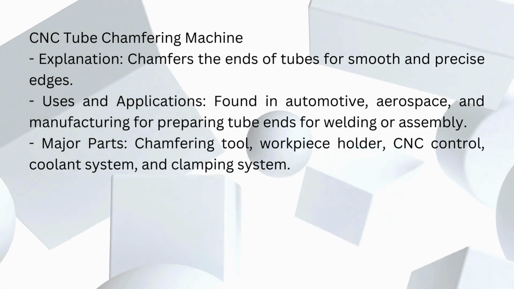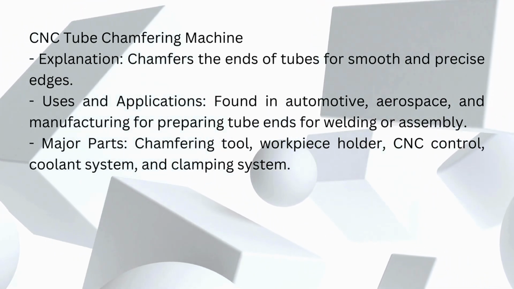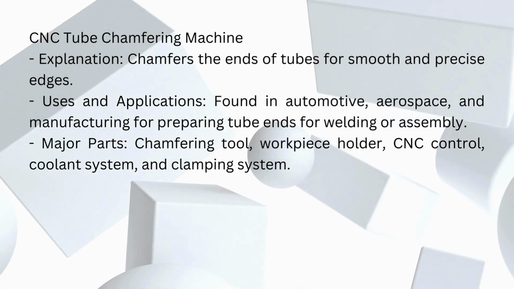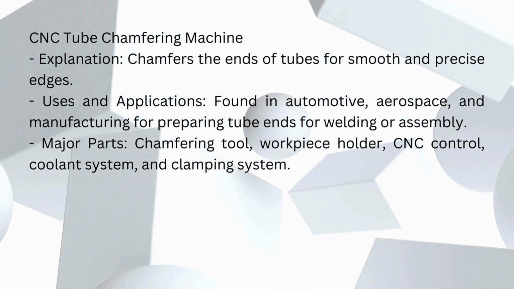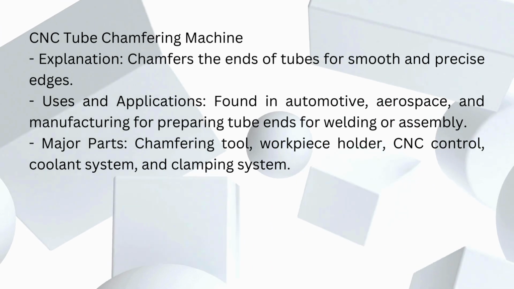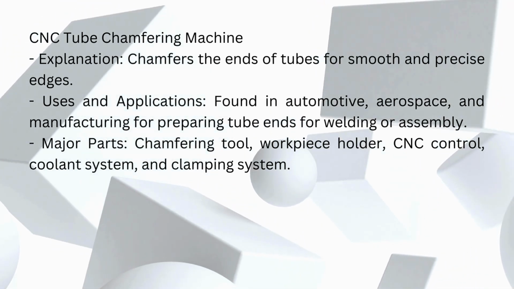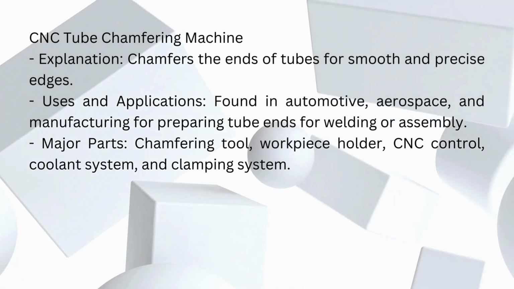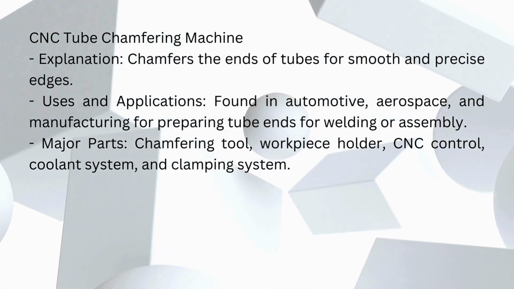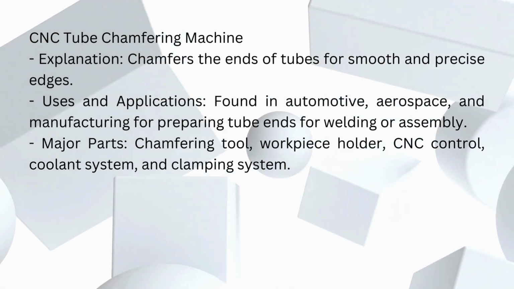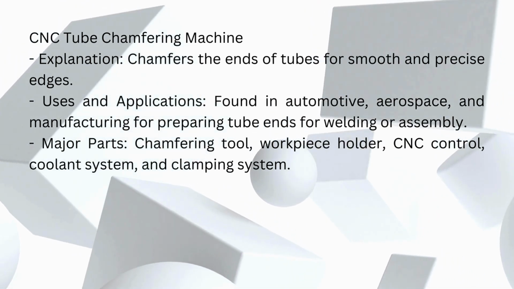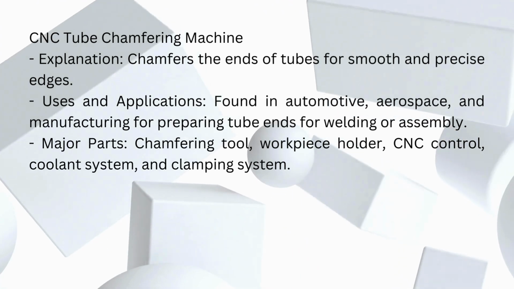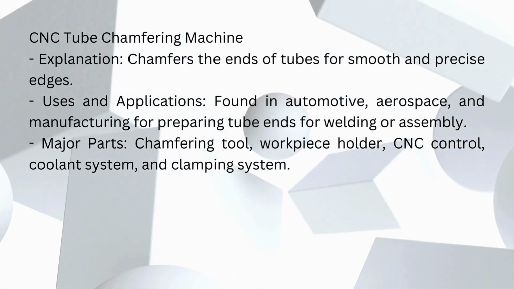CNC tube chamfering machine. Explanation: chamfers the ends of tubes for smooth and precise edges. Uses and applications: found in automotive, aerospace, and manufacturing for preparing tube ends for welding or assembly. Major parts: chamfering tool, workpiece holder, CNC control, coolant system, and clamping system.